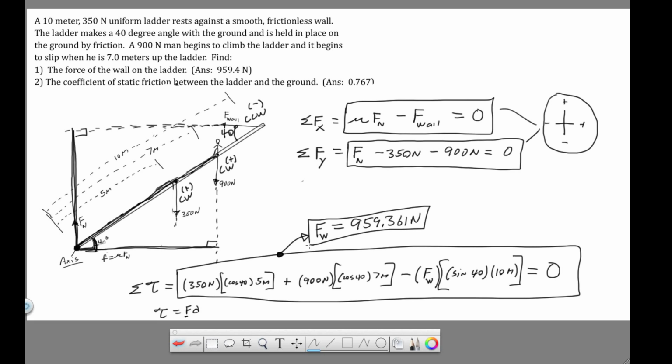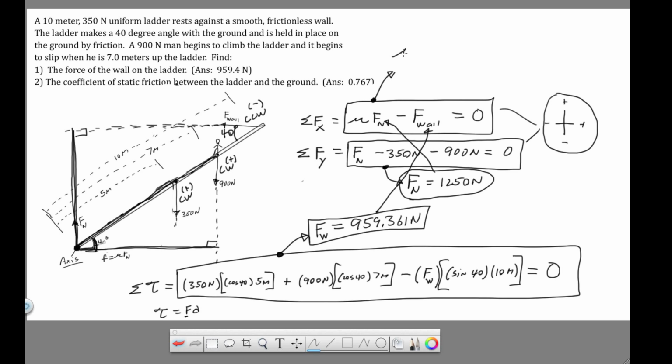And then the second question is, find the coefficient of friction between the ladder and the ground. So to get this, we first need the normal force. So you take the summing of the forces in the y, solve it for normal force, and we get 1,250 newtons. And then we take that answer and we plug it in up here. And actually we're going to take this. So we're plugging in force of wall and normal force into this summing of the forces in the x.